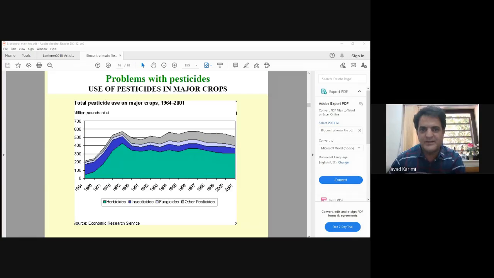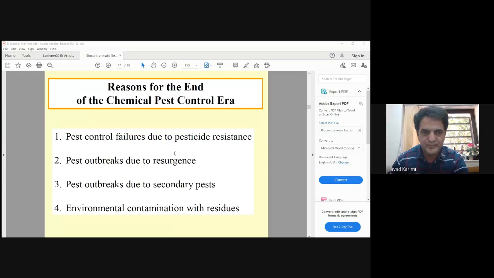the use of pesticide in major crops. You can see here the use of pesticide in different years. You can see the herbicide as the most important group of pesticide. The blue one is the insecticide. The third one is fungicide, and the last one is other pesticides. You can see an increased amount of pesticide used during the last two to three decades.